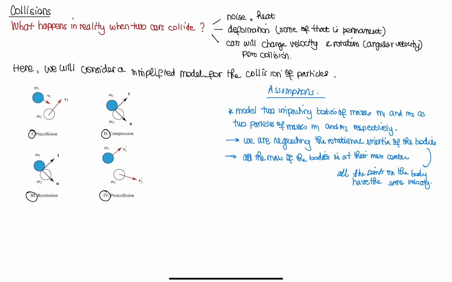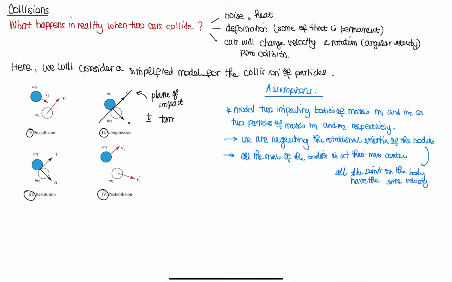We can introduce the vectors n and t. So n is normal to the plane of impact. Here we can think of this common tangent of the 2 particles as the plane of impact. So t is tangent to the plane of impact, and n is normal to the plane of impact.